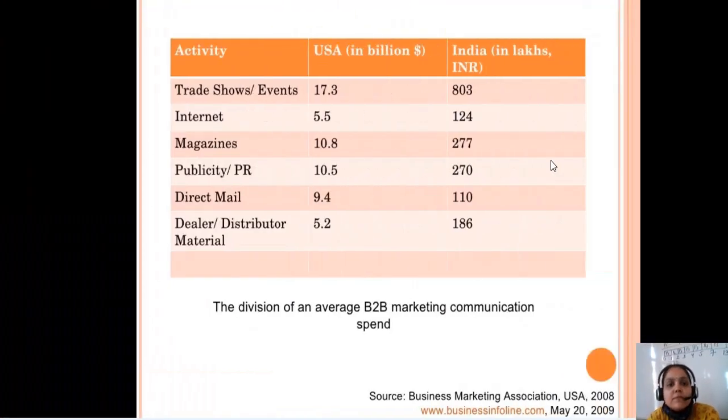Okay, now these are the various types of activities, dear students, that is B2B, business to business marketing communication. So: trade shows, events, internet, magazines, publicity, PR, direct mail, dealers, distributors. These are the investments that we do in various terms, in India and USA. So you have USA in dollars, India in lakhs, INR, like how much amount you pay.